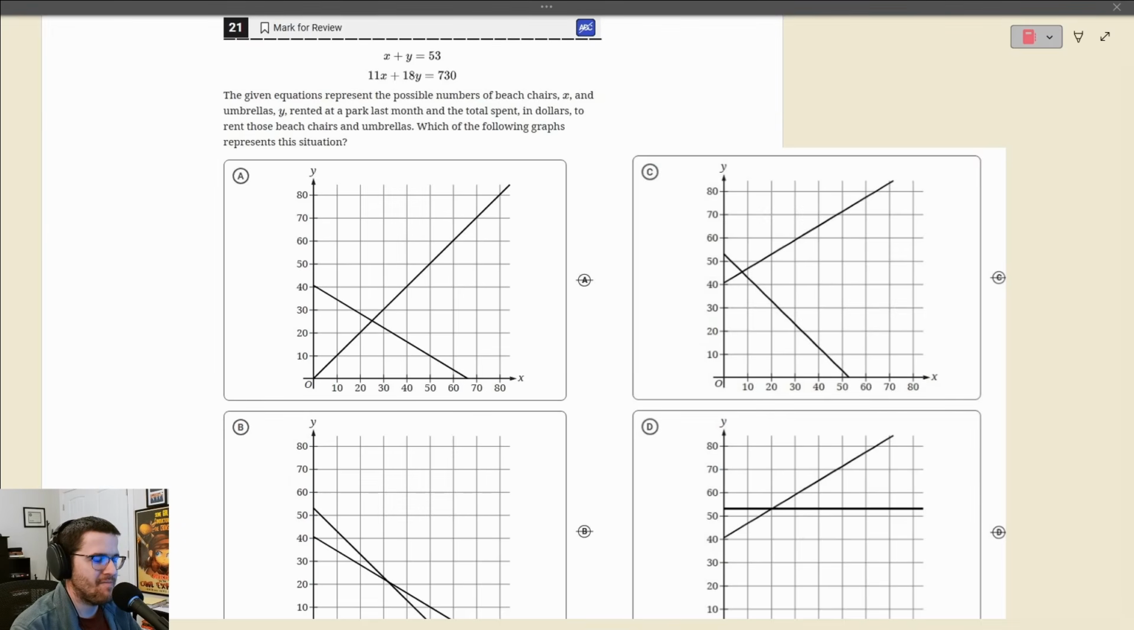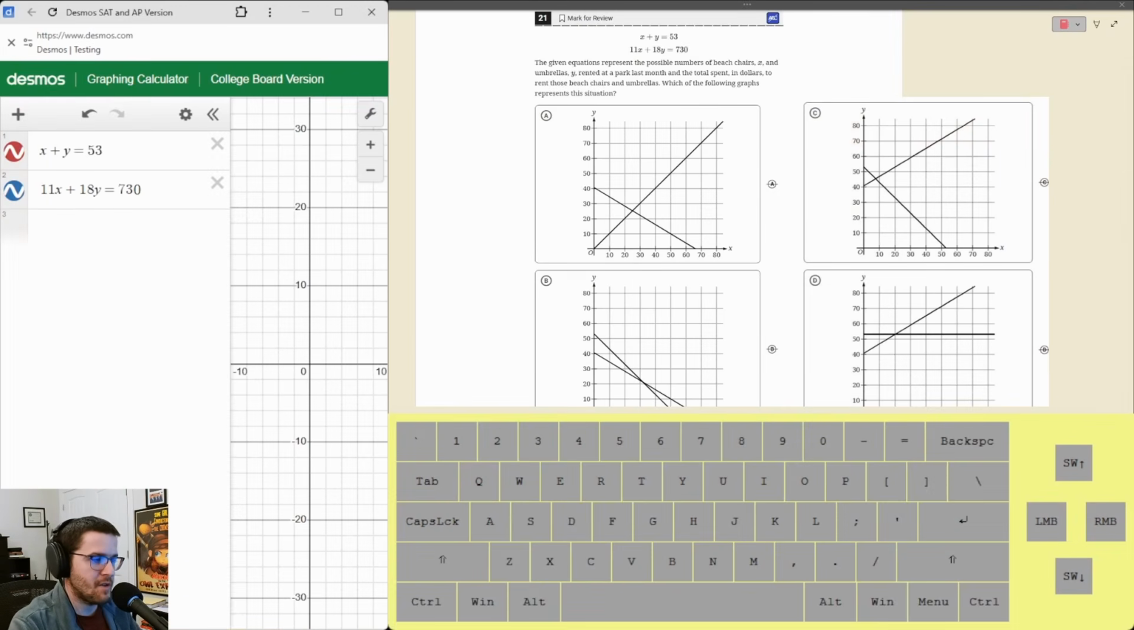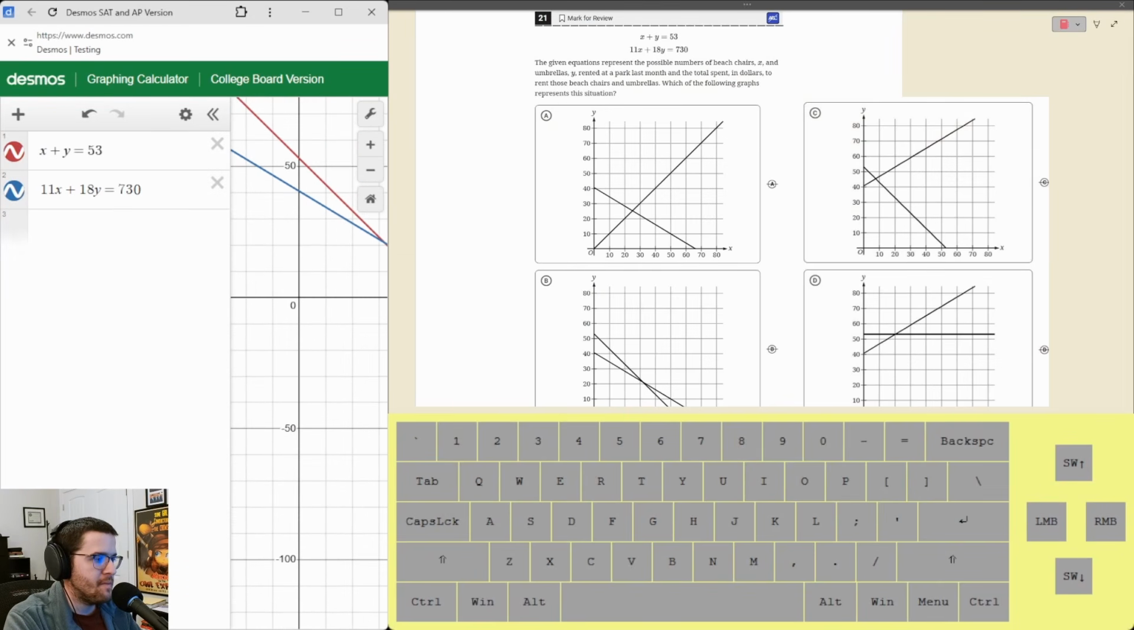Okay, question 21. They give us two equations using x and y, and they're just asking us to graph it. So I don't know. I didn't even read the question. I just started typing this in. So let's get a clearer picture by zooming out.